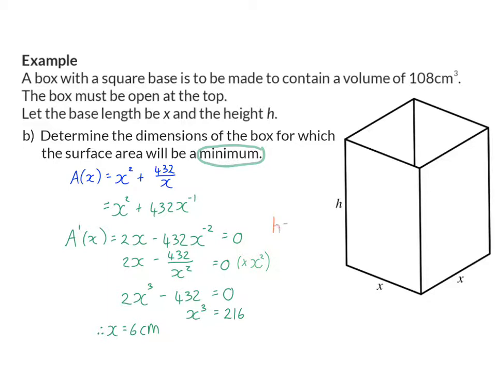Now we also need to determine the value for h, and earlier we said that h is 108 divided by x squared, which will be 108 divided by 6 squared, or 36, and that means that h is 3 centimeters.